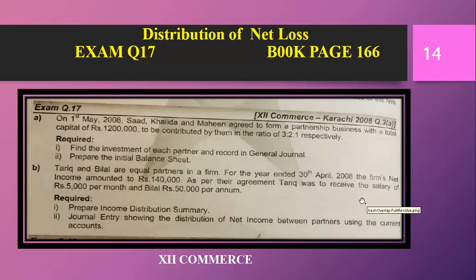As per the agreement, Tariq received a salary of 5,000 per month. Per month means you have to apply it by 12.